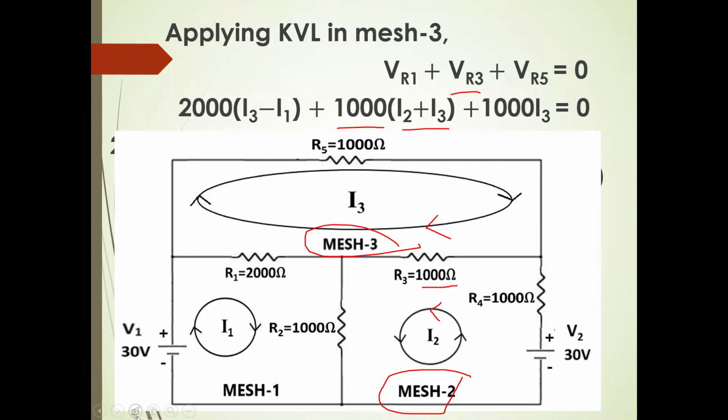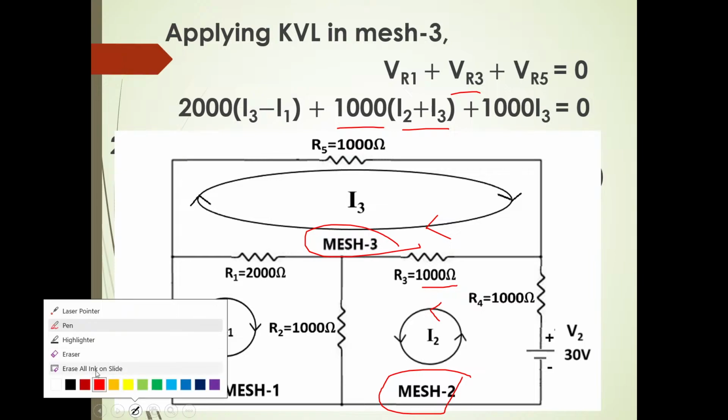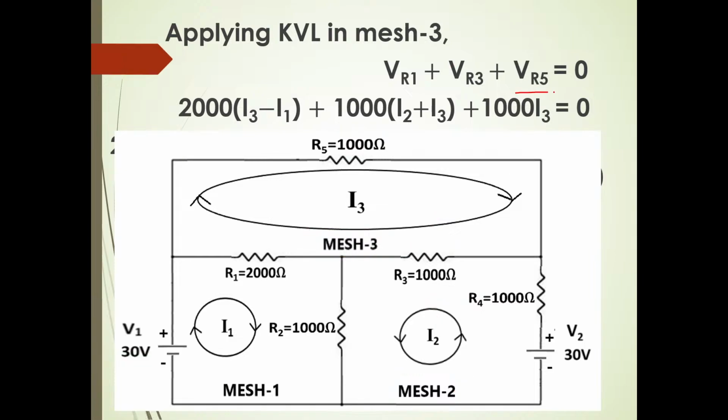Now let us see the voltage across R5. Where is R5? This is R5. This resistor is not between any two loops. It is just in loop 3, or mesh 3, we can say. So what is the voltage across R5?